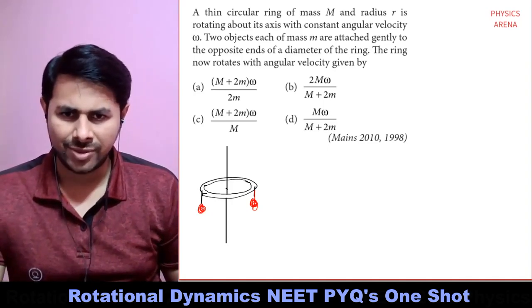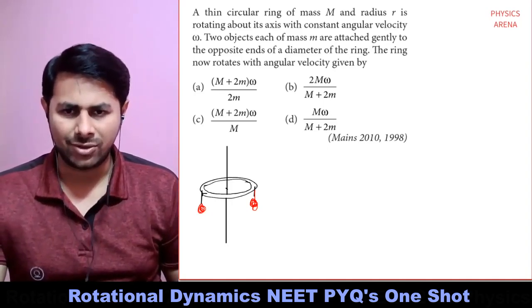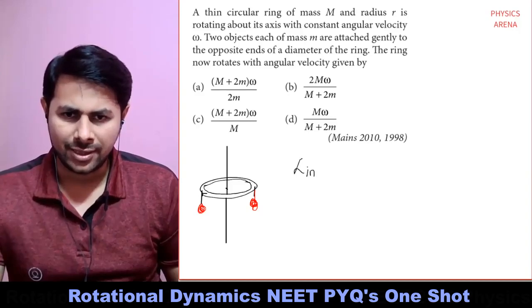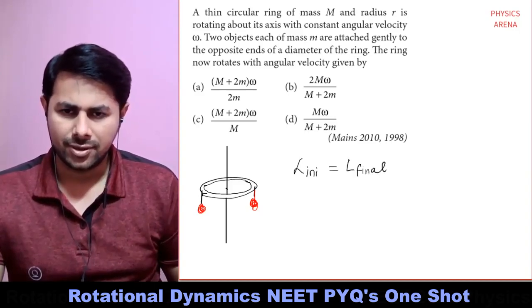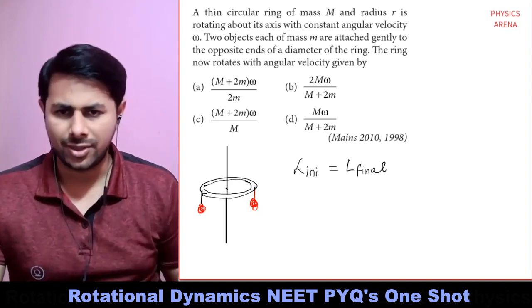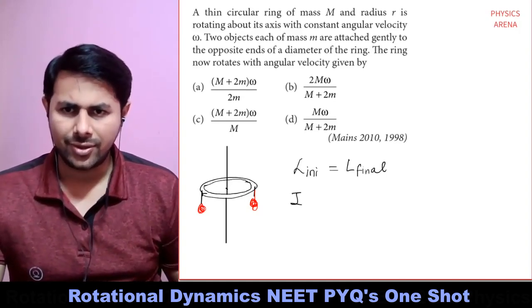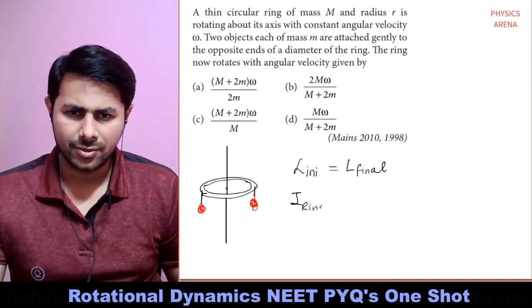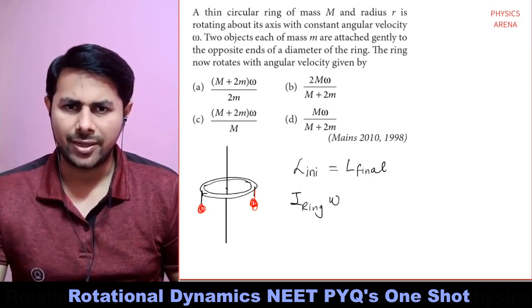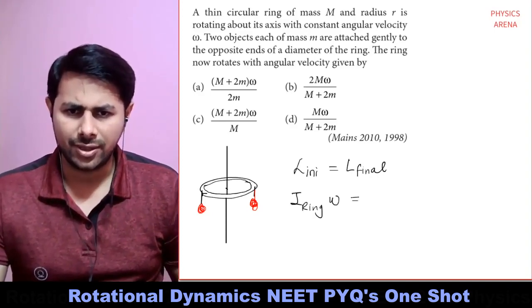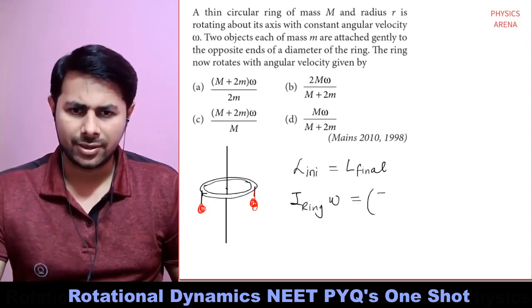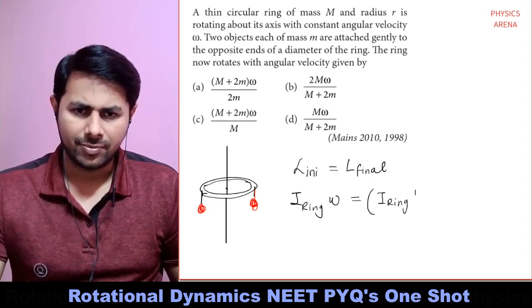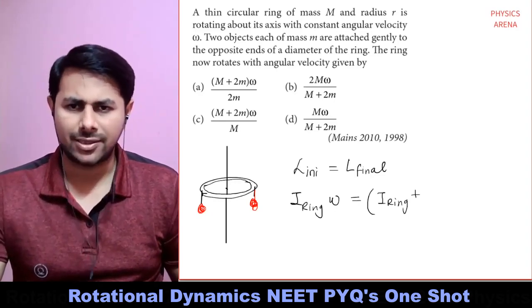So initial angular momentum equals final angular momentum. L initial equals L final. You can say initially there was that ring only, so I of the ring multiplied by omega of the ring, that's omega only, equals, okay, final angular momentum is I of ring plus moment of inertia of these two masses.